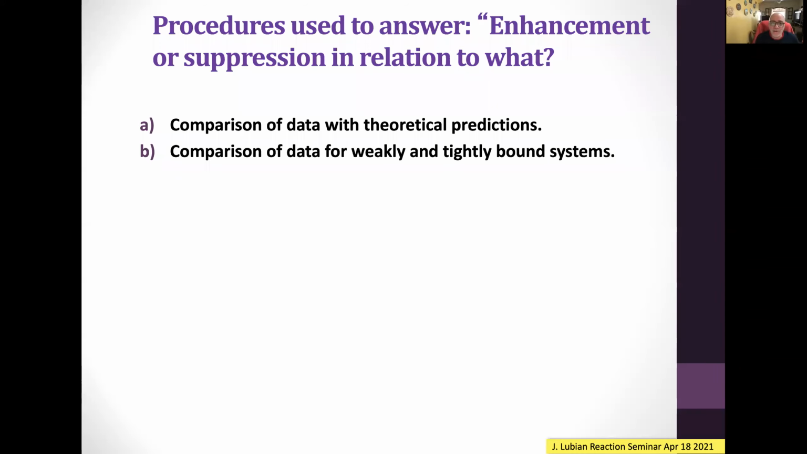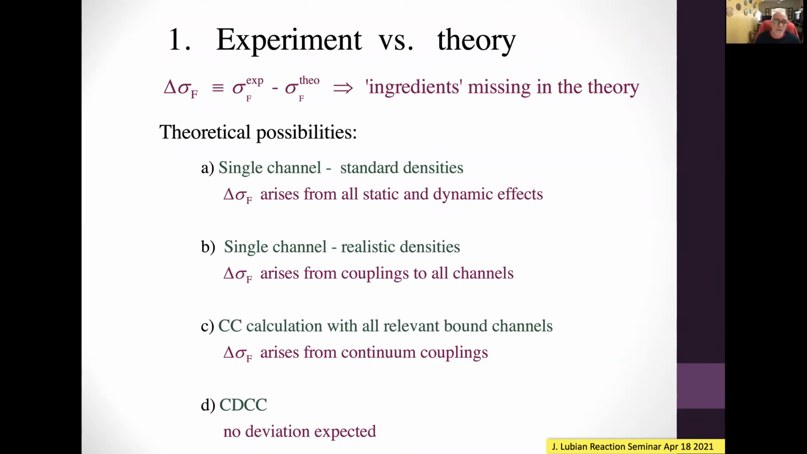When we compare experiment versus theory, we can determine this delta sigma fusion, that is the difference between the experimental data and theoretical data. And this difference depends on the ingredients that were missing in the theory used to calculate the theoretical cross section. For instance, if we perform one channel or potential scattering with a potential that uses standard densities, in this case, the difference between the theoretical and experimental part will arise from dynamic and static effects altogether. If we perform a single channel calculation, but use realistic densities, meaning in the case of double folding potentials, then the difference between these two quantities will arise only from dynamic channels.